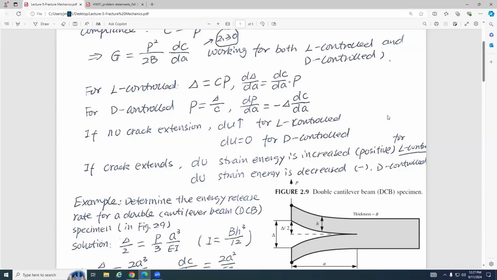On the contrary, for D control, P is written as delta divided by C. So for the original equation, we need to have dP/dA, and this one equals negative delta times dC/dA.